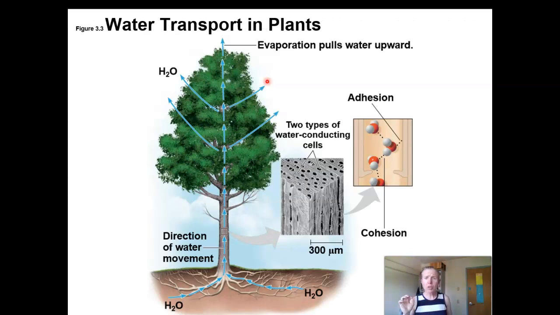Okay, so cohesion. What we're looking at here is you have basically a series of water molecules that are holding on to each other. That's what cohesion refers to, right? Hydrogen bonds holding water molecules together. Adhesion is the attraction to a different substance, right? So we see the water molecule sticking to a cell wall in a plant here.